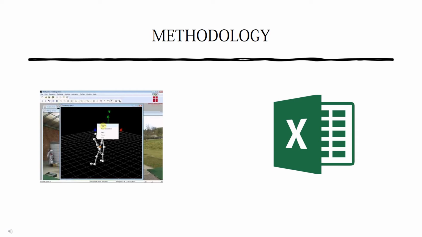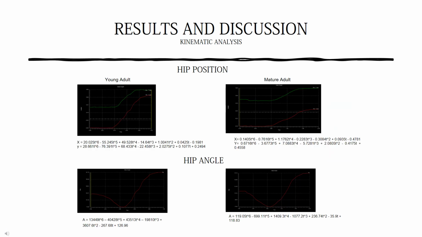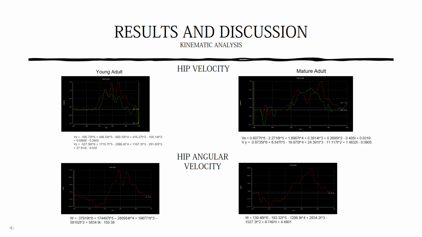Then we calculated the moments of the knee and hip joints of each subject for comparison. We used a free body diagram to calculate the torques in the 4 phases of the movement. We obtained the hip angle and position graphs and their specific equations. Also, the hip velocity and hip angular velocity and their specific equations.